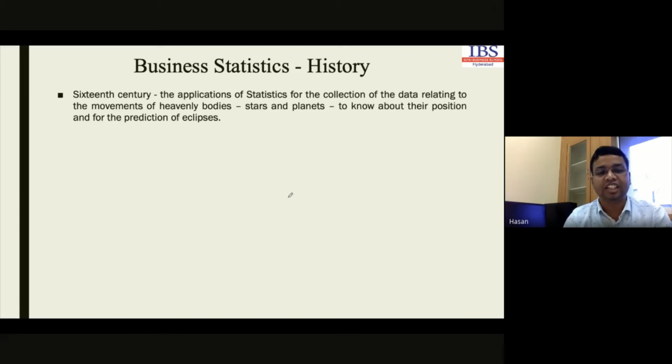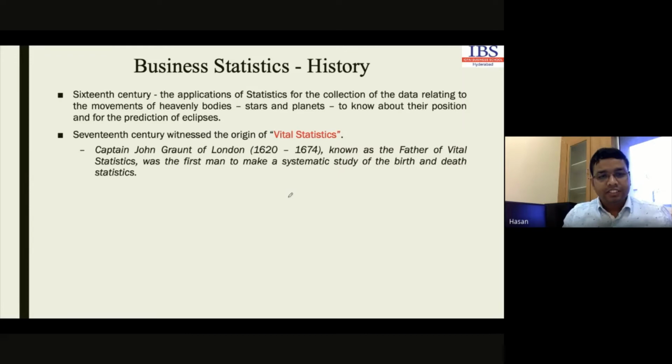In the 17th century, the term vital statistics was first used by Captain John Graunt of London. That's why he is also known as the father of statistics. He used these terms to systematically measure the birth and death statistics of the country. It was the same thing, but he first used the term vital statistics.